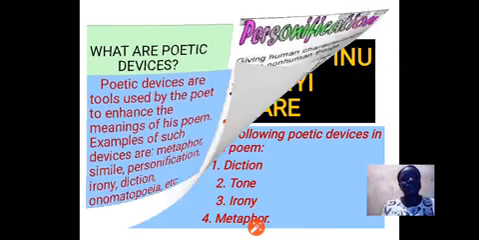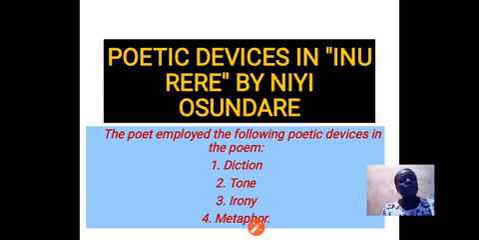Okay, let's look at the poetic devices in Rere by Niyi Osundare. The poet employed the following poetic devices in the poem. We have diction, we have tone, we have irony, and we have metaphor. By the time you look at the notes you have been given, each and every one of the terms here has been explained with examples.